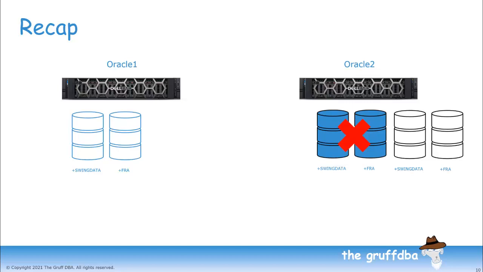Before we can mount our thin clone, we're going to have to change the ASM disk group names to ones that do not conflict. So let's change them to clone swing data and clone FRA. And to do that, we'll use the rename DG function in ASM. So let's do that next.